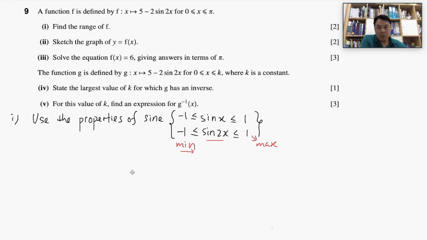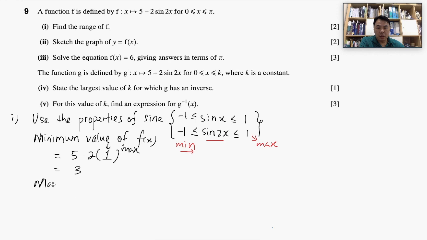I hope that you still remember the technique that we're going to use over here. Now we're going to find the minimum value of f(x). Minimum value for f(x) is 5 minus 2 times the bracket here. In order for this whole expression to be minimum, this value here must be maximum. Which one is maximum? That is 1, so I'm going to put a 1 here. From here I'll get myself a 3.